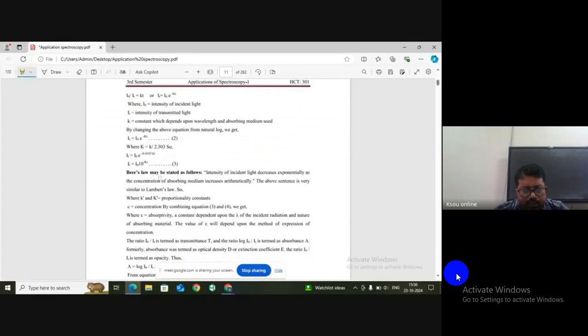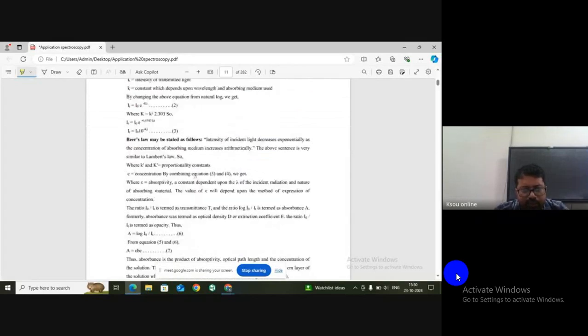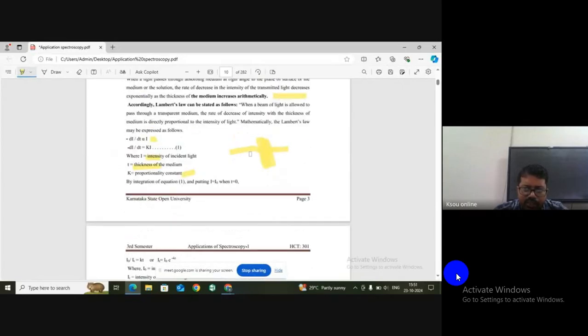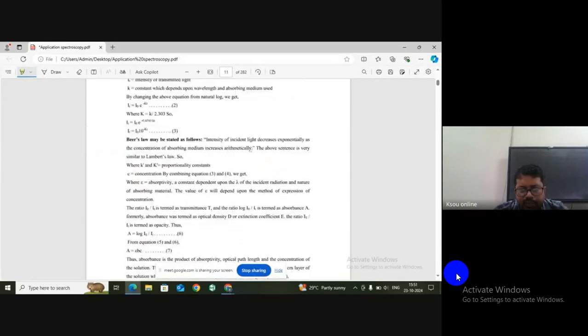Beer's law may be stated as follows. According to Beer's law, the intensity of incident light decreases exponentially as the concentration of the absorbing medium increases arithmetically. See this is the example: the intensity of incident light decreases exponentially.